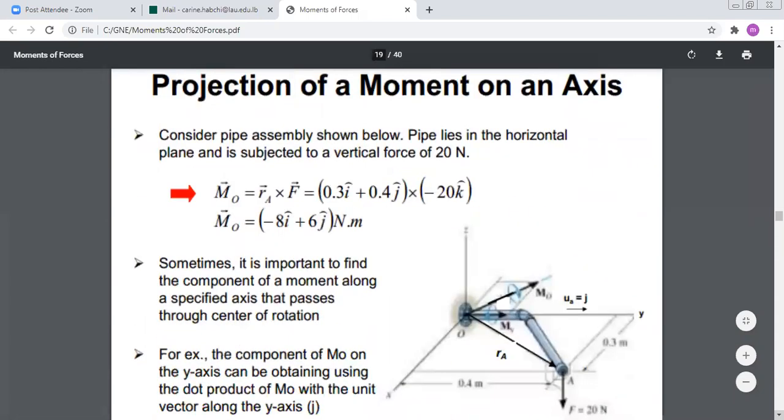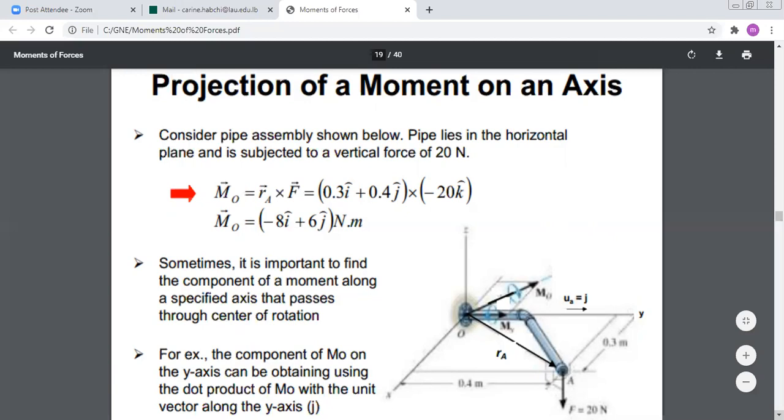Okay. Now, another question that might be asked, sometimes we can ask for the moment about any axis. So in the previous problems, I asked for the moment about the coordinate axis, X, Y, and Z. But sometimes they can ask for the moment about any direction, any arbitrary direction. So what to do in this case? We will see here. So we want to find the projection of a moment on an axis.